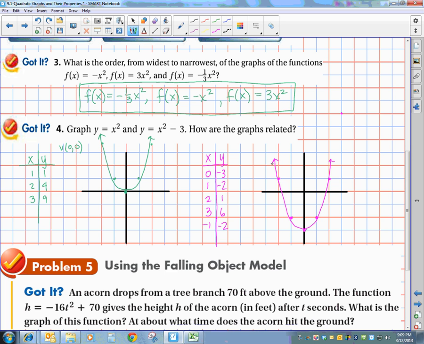So how are they related? Hopefully you can see that when we put this number right here, that ended up moving my graph down 3 units. So they're exactly the same, except for this one has been moved down 3 units. All right, last problem, falling object model.